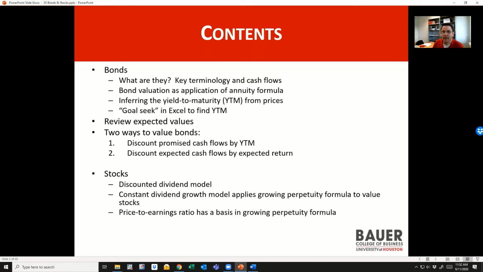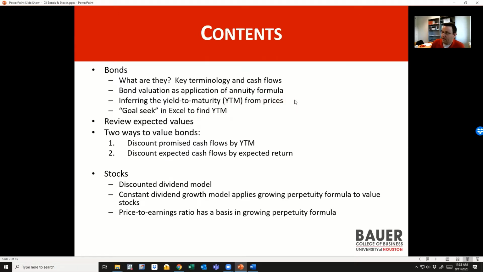That allows you to infer a discount rate. Right? How do you put together a price of something, the present value of something, with the cash flows? Well, you need a rate. That rate in the bond market is called the yield to maturity. Okay, so we'll talk about inferring the yield to maturity based on the bond prices.